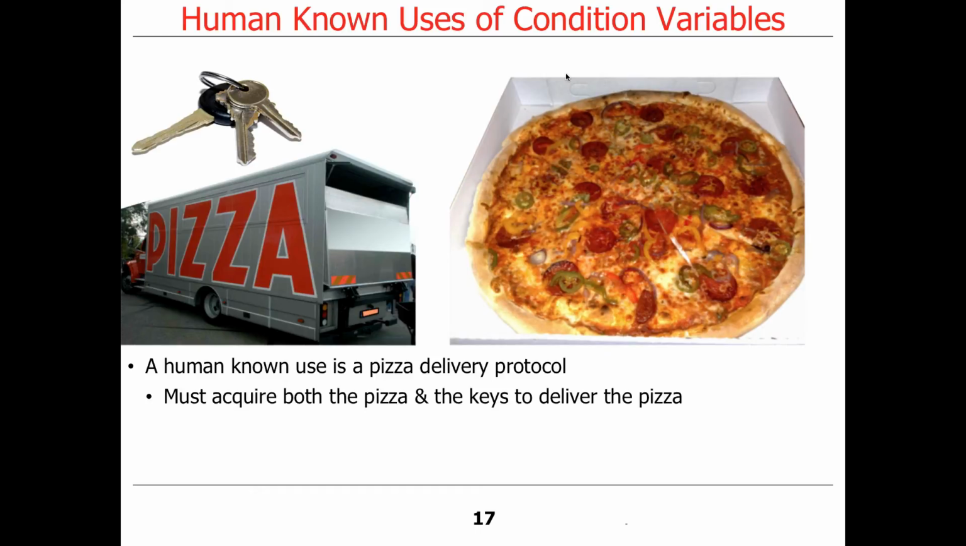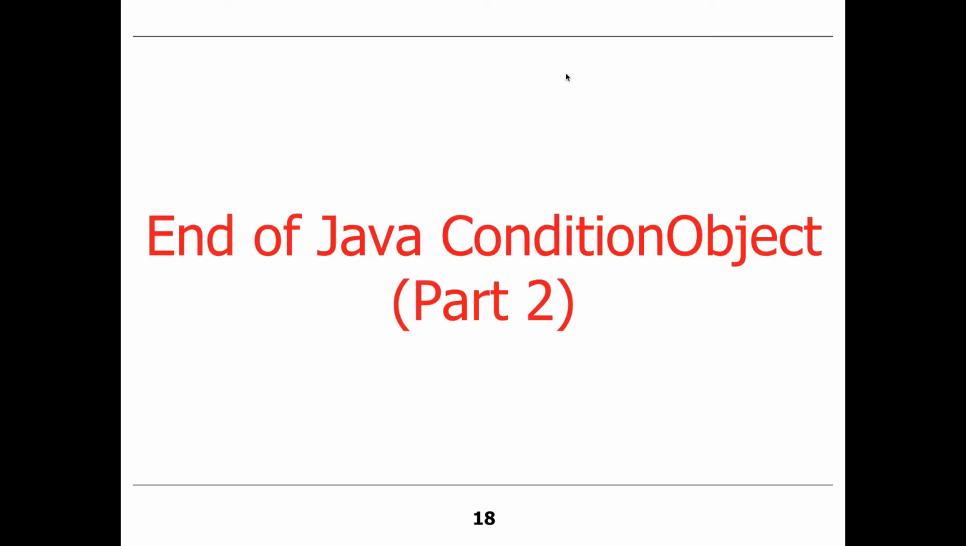If one group of people grab the pizza and one group of people grab the keys, what happens? You deadlock, right? Because you can't get them. So you always have to acquire them in the right order. Okay, so that's the scenario. That's a good example of where a condition variable or condition object will help you. All right, that's the end of that one.